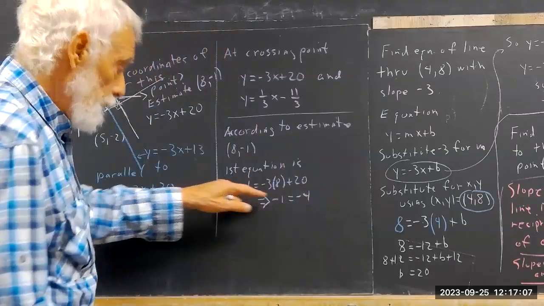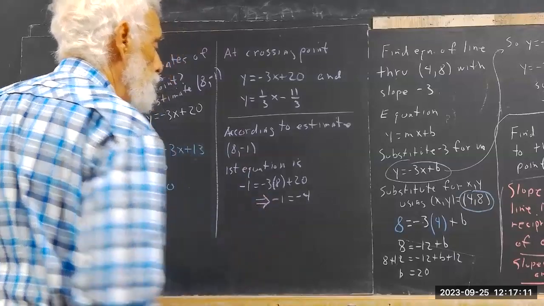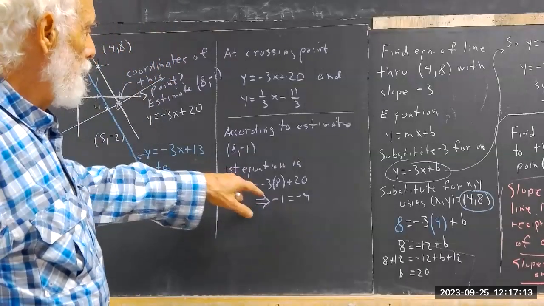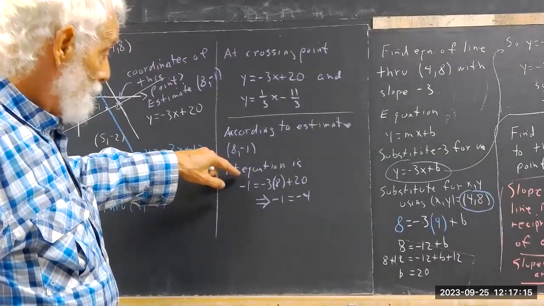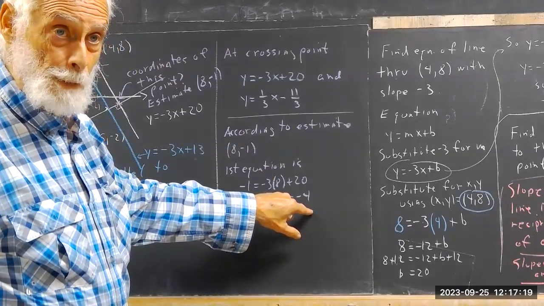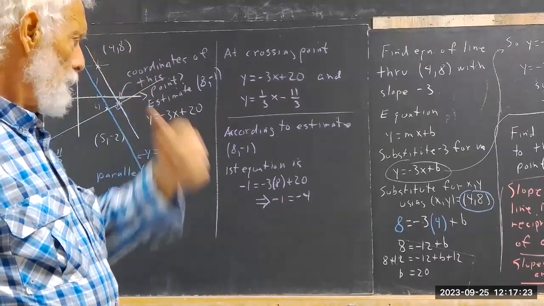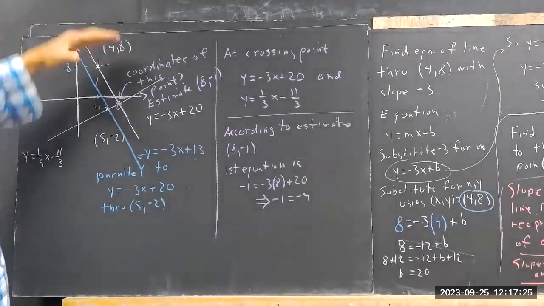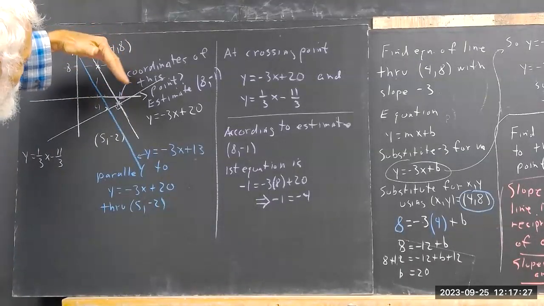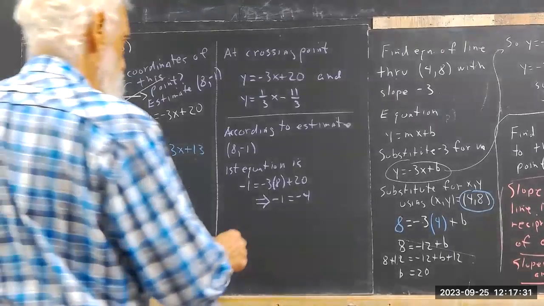This is an arrow, not an equal sign. It's got like an arrowhead on it. I'll make it even a little longer. That means that this equation becomes -1 equals -4. So it's not really true. But given that this graph should have been turned this way a little more, it's not too bad.